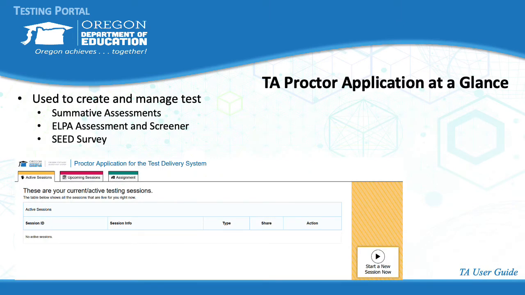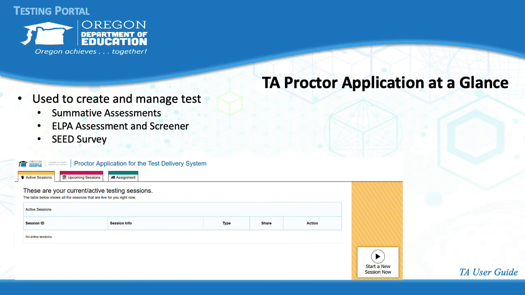The TA interface is accessed through the Test Administration option in the OSAS portal. The screenshot shown on this slide is the Proctor application landing page TAs will see when first logging into the test delivery system. TAs will create a test session by selecting the Start a New Session Now button in the lower right-hand corner of the landing page.